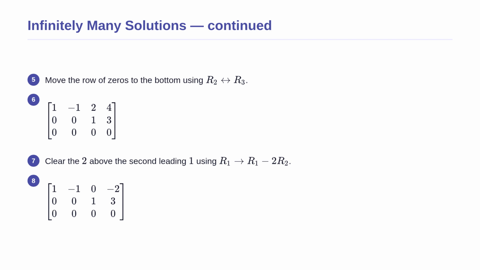Now, we have a leading 1 in the second row, but the number directly above it is a 2. This violates the rule that a leading 1 must be the only non-zero number in its column. We subtract twice the second row from the first row to eliminate this 2. This final cleanup step brings the matrix into its ultimate reduced state.